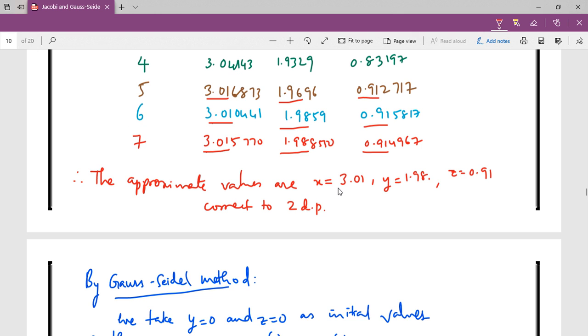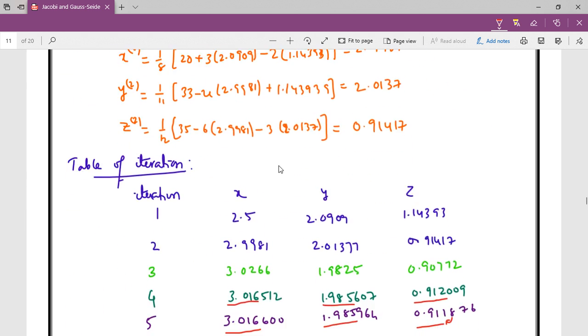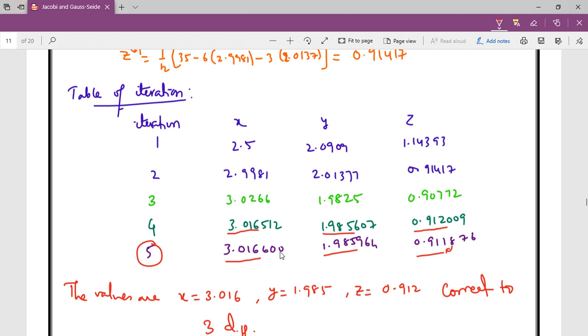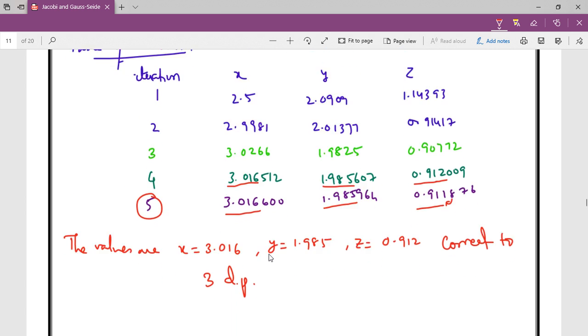And we may see that in the Jacobi method we obtained approximate roots at the seventh iteration, that too corrected to 2 decimal places. Whereas in the Gauss-Seidel method we have obtained the approximate roots in the fifth iteration itself, that too corrected to 3 decimal places. So by seeing this, we can say that Gauss-Seidel method converges faster than the Jacobi-iteration method.